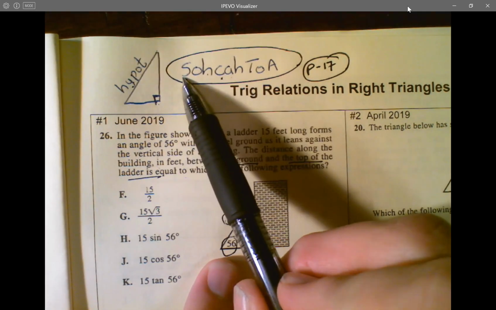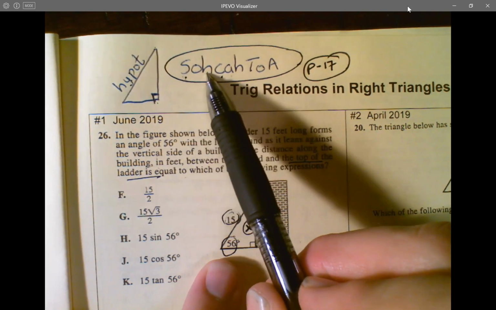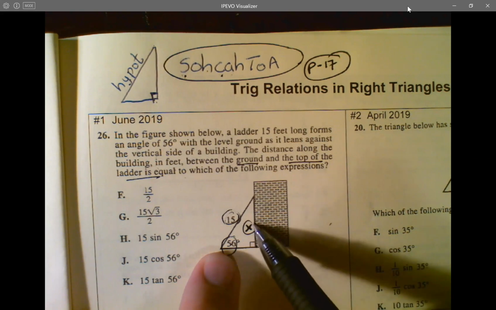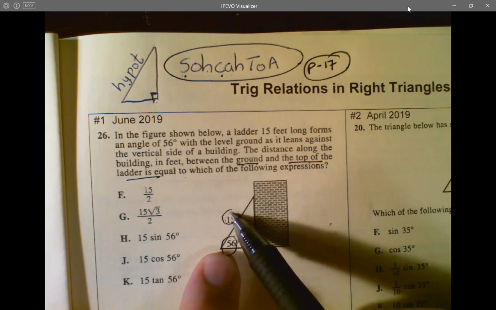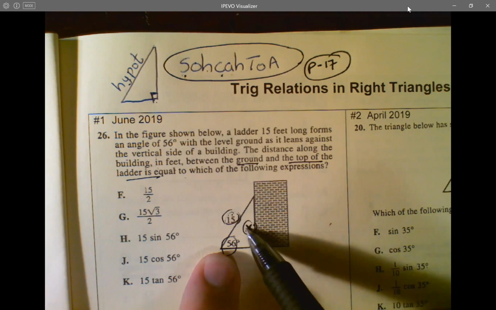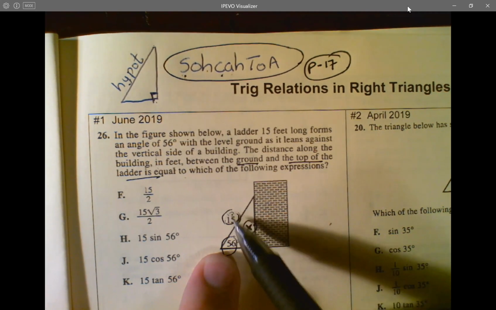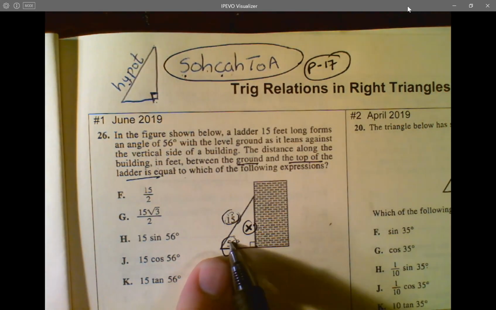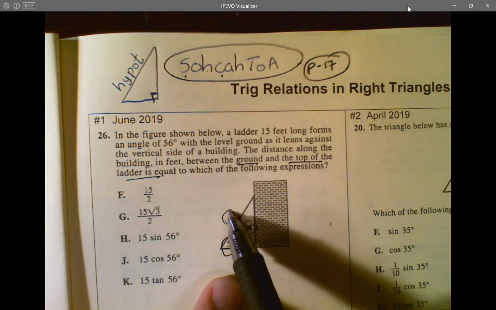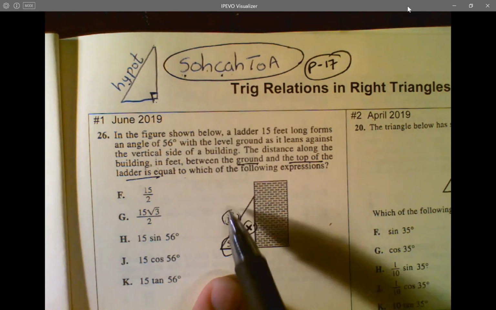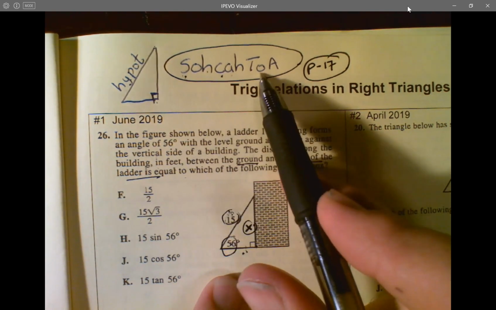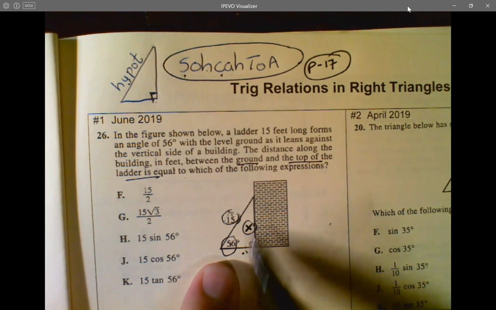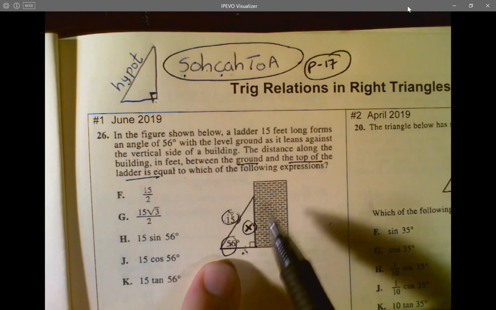S stands for sine, right? Sine is opposite over hypotenuse. Let's see if that works. The sine of 56. Well, opposite is the X. The hypotenuse is 15. Hey, that takes care of both of those. It must be sine. If we had thought it was cosine, which is adjacent over hypotenuse, adjacent would be here and hypotenuse is there. That's not the two sides they're giving us. Same thing with tangent, right? Tangent's opposite over adjacent. Those are not the two sides that we're doing. So it's got to be sine.